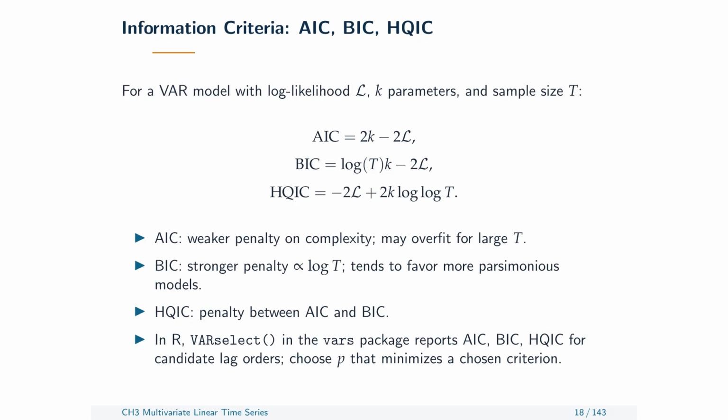Information criteria formalize that balance. The Akaike criterion applies a relatively light complexity penalty. The Bayesian criterion applies a penalty that grows with the logarithm of sample size. The Hannan-Quinn criterion lies between them. For each criterion, we compare models on the same sample and choose the order with the smallest value.